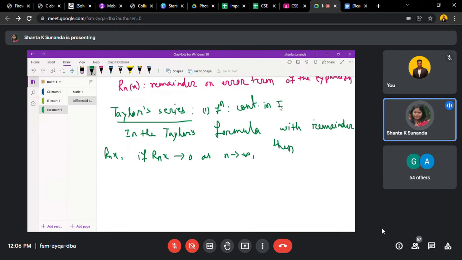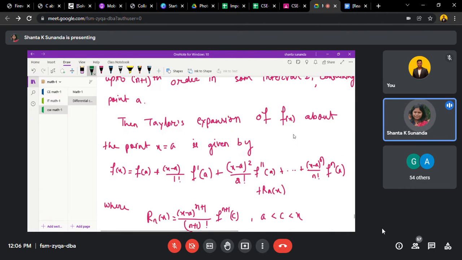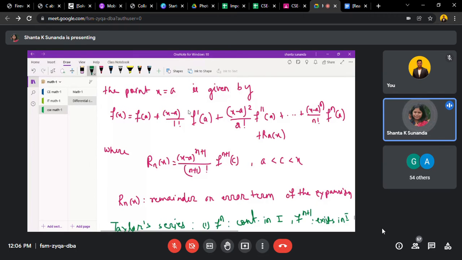In the interval and the (n+1)th derivative exists in the interval I. And in Taylor's formula, the remainder term is this one. Okay, so at any point in the interval, we can get this within the interval. We can have this series expansion, which is known as the Taylor series expansion.